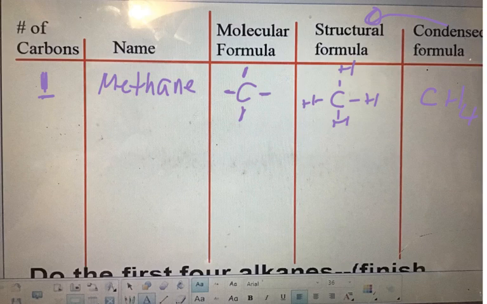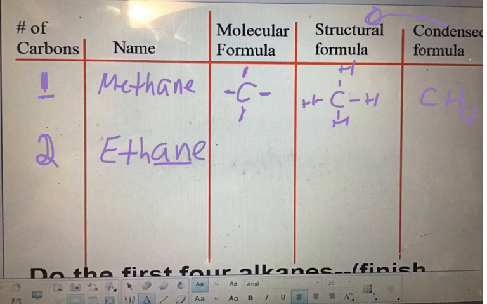Let's do another one. Let's go to 2. Okay, now if I have 2 carbons, look at your reference tables, guys. What's my name going to be? My prefix will be what? Will be eth, right? 2 carbons, eth. Now, what's my ending going to be? My suffix, since I only have single bonds only, ane. I'm an alkane, so my name is going to be ethane.